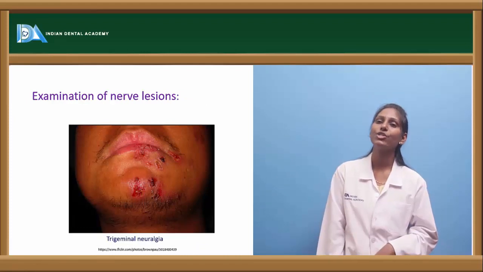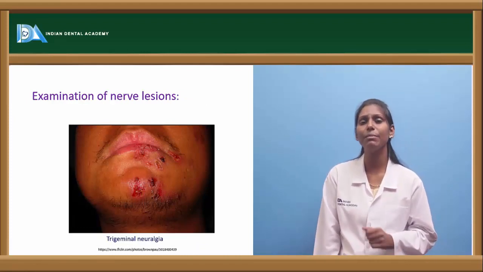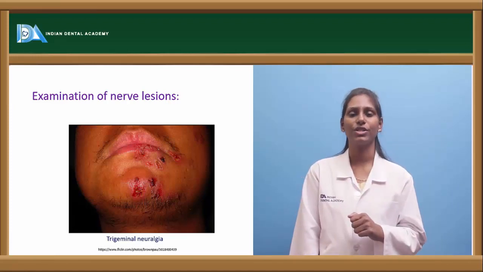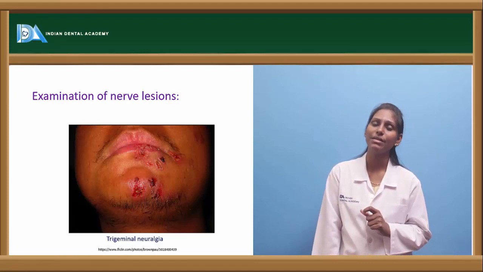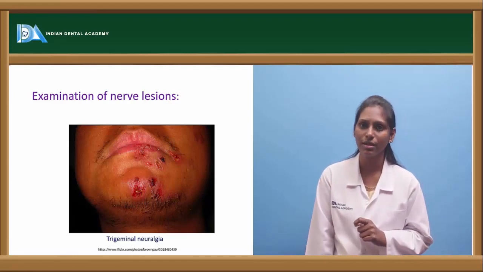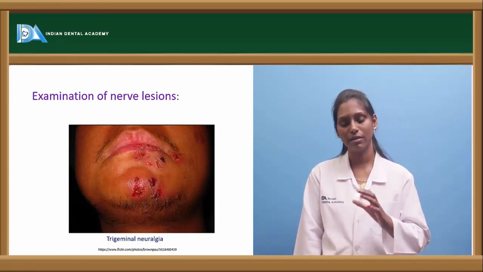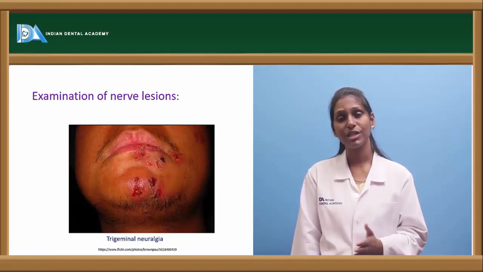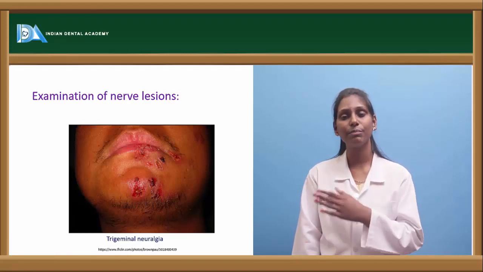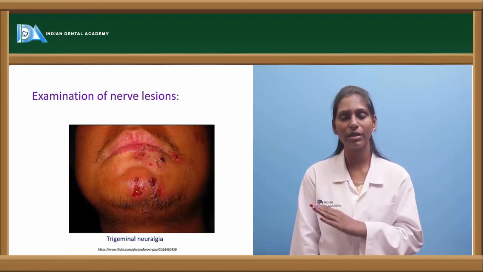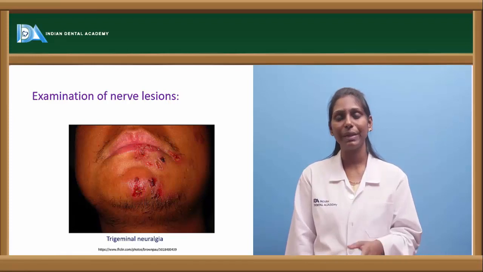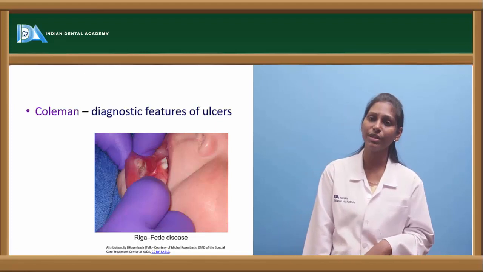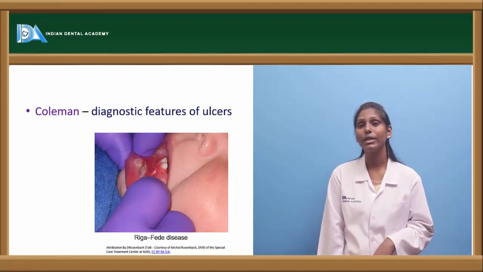Now coming to examination of nerve lesions. For example, in case of trigeminal neuralgia or most commonly post-herpetic neuralgia. In this post-herpetic neuralgia, what happens is normally there will be a herpes infection, a herpes zoster infection is present. After the healing of zoster infection, even after 180 days, that is up to 3 months, if the pain is not coming down or if there is a persistent pain in the region, then it is called post-herpetic neuralgia. So examination of nerve lesions associated with these ulcers is also very important.